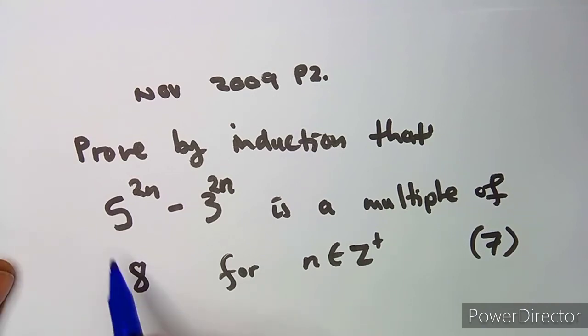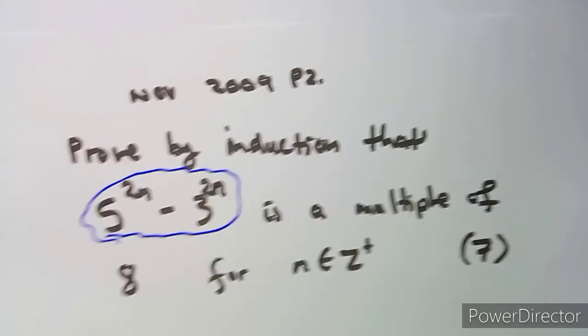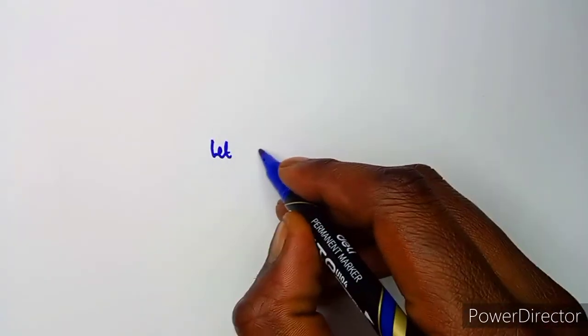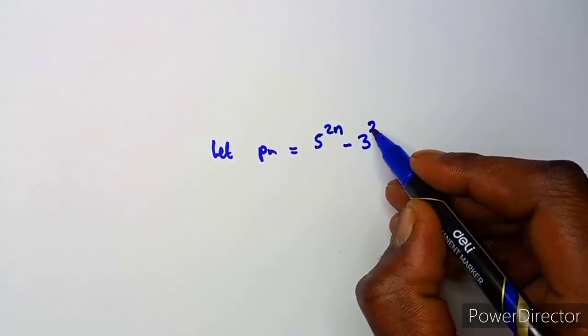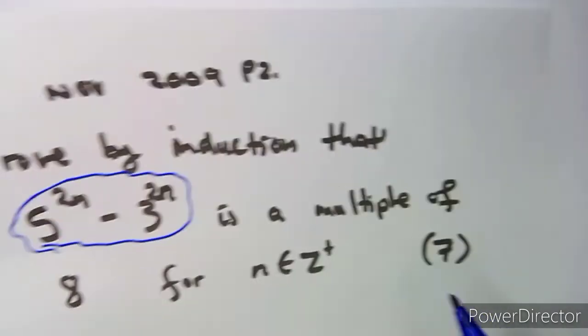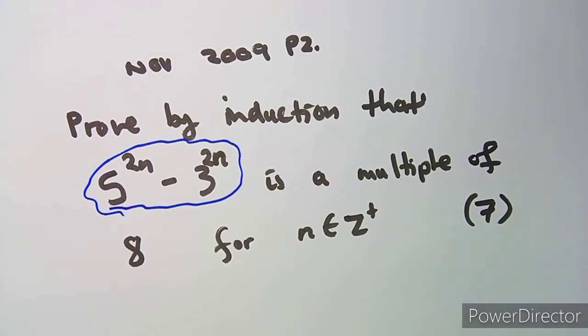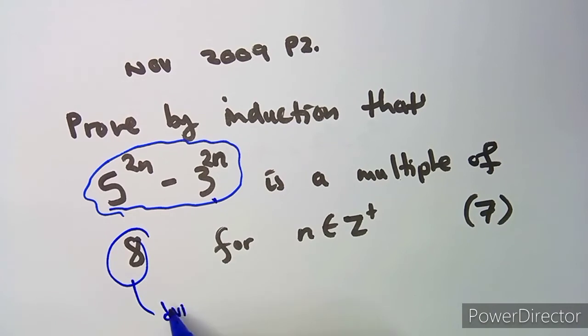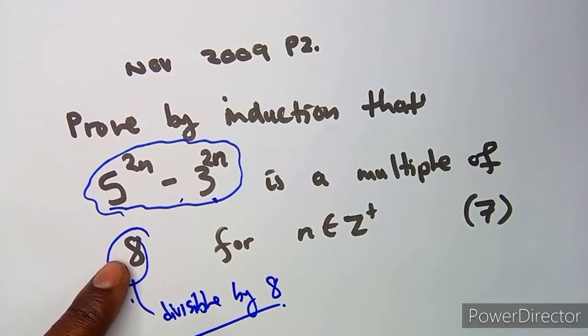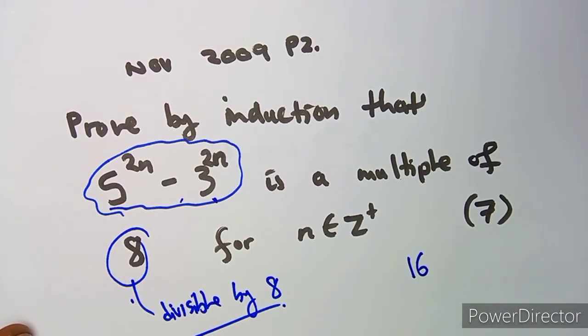So I'm going to introduce this to be my statement, which is equivalent to Pn. So that's what I'm going to have here, which is 5 to the exponent of 2n minus 3 to the exponent of 2n. So we want to prove that this is a multiple of 8. What does it mean? It means it's divisible by 8. If it is a multiple of 8, like 16 is a multiple of 8, it means 16 is divisible by 8. So it's still one and the same question, guys. All right, so don't be afraid or freak out there.